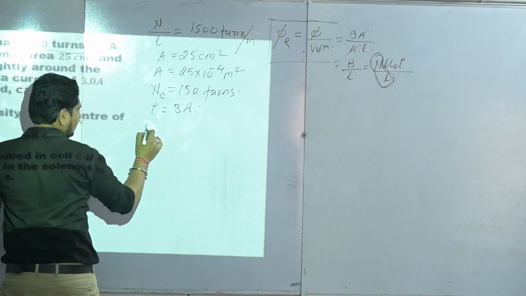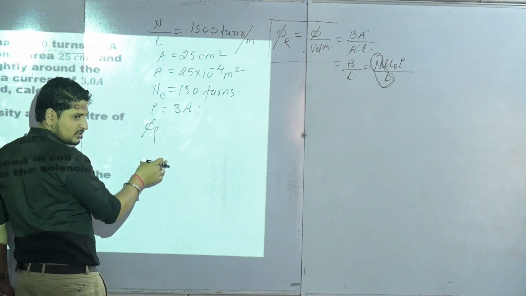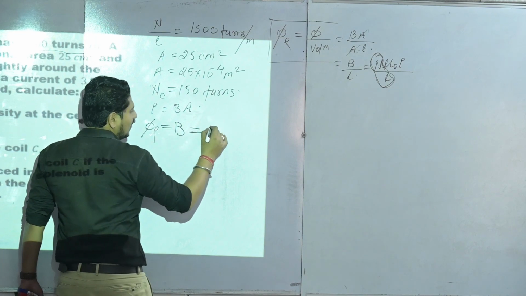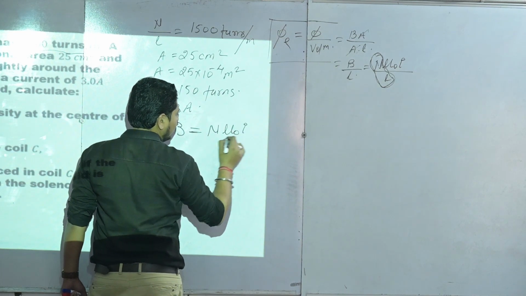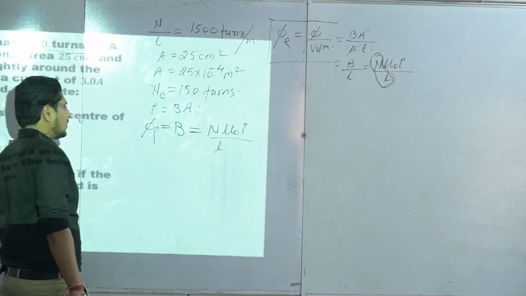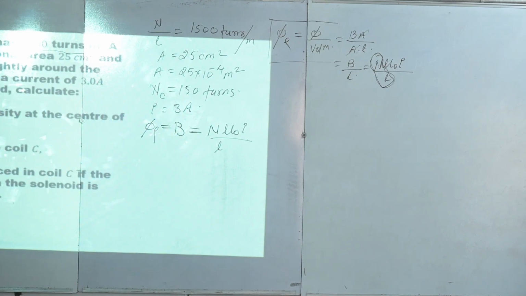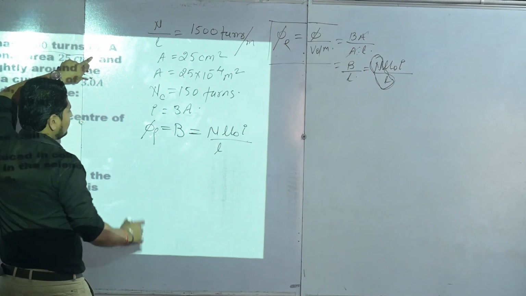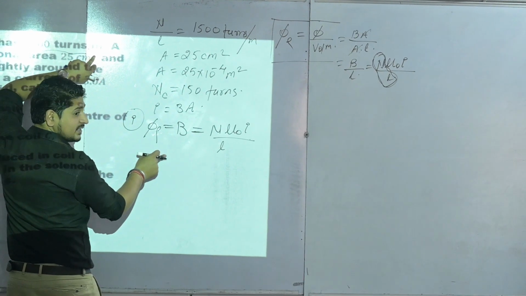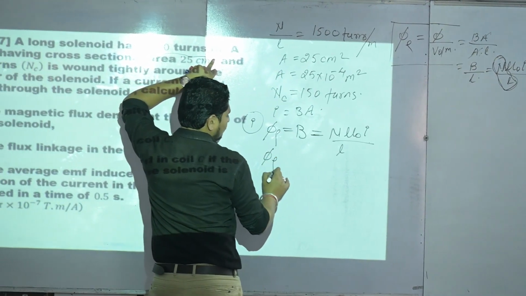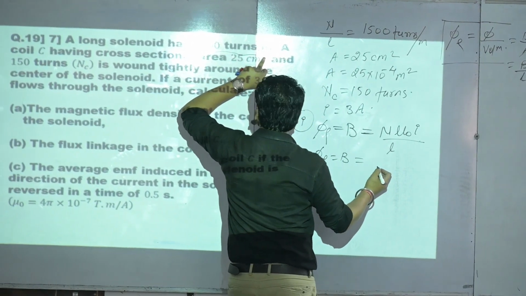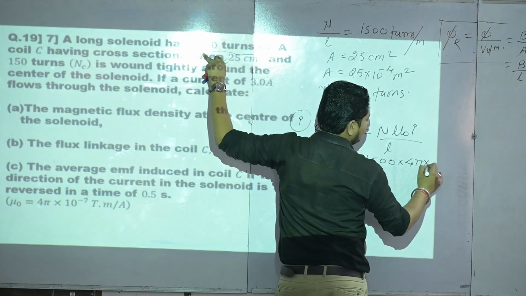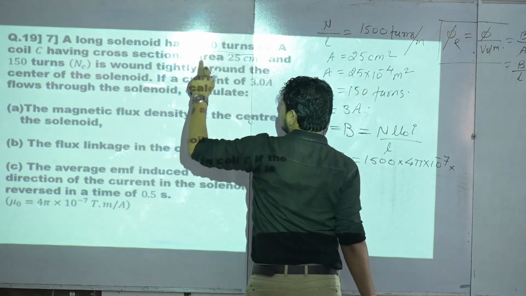I have to calculate the magnetic flux density, phi suffix rho. It is nothing but the magnetic field of the solenoid, again N mu naught I divided by L. And N upon L is the number of turns, 1500 turns per meter. So I am doing the first calculation here, the flux density. Phi rho equals B, which is number of turns 1500, multiplied by 4 pi into 10 to the power minus 7, and the current is 3 ampere.